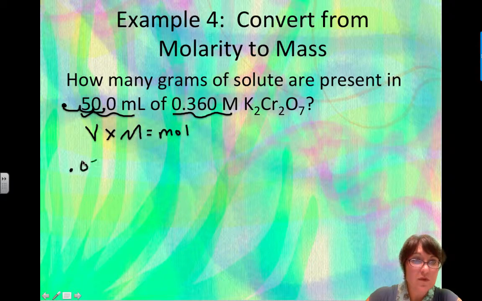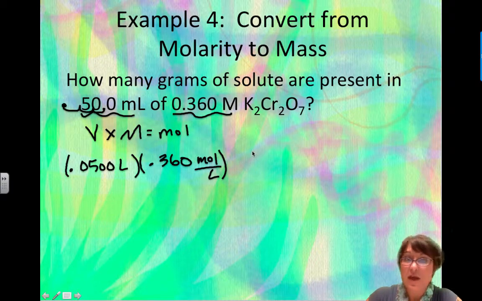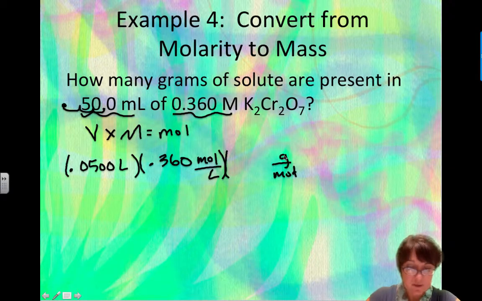So I have 0.0500 liters of potassium dichromate, and I'm going to multiply that by the molarity. I have 0.360. Molarity is moles per liter, right? Moles per liter. And I'm just going to keep going. Now that I've got moles, how many grams are there in a mole? I don't know. We've got to add it up. Potassium dichromate. Let's see. 1 potassium.